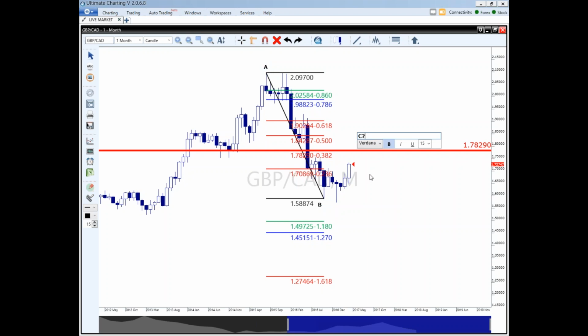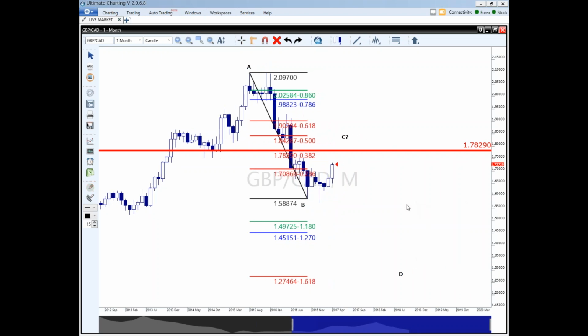So we don't have the C pullback just yet. Right now, the de-extension would be set down here to 1.618. But for right now, over the last 1, 2, 3, 4 months, the market's been bullish. So let's take this 382 pullback, link that to the smaller time frames.